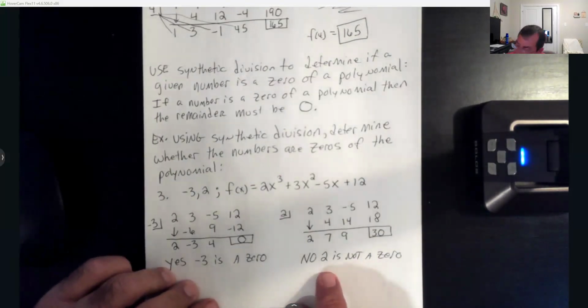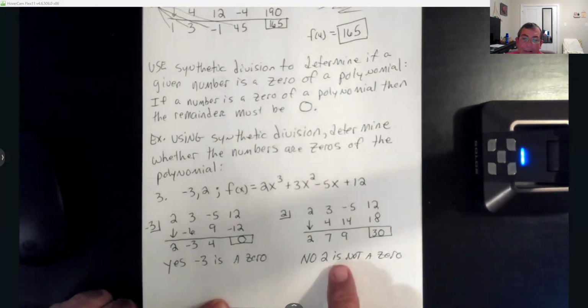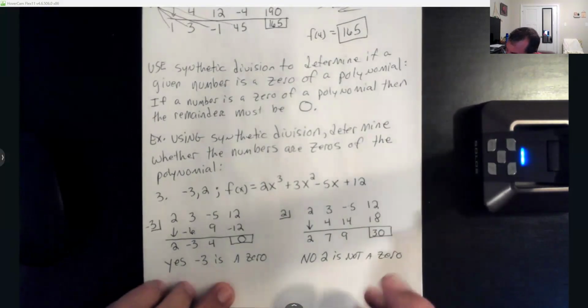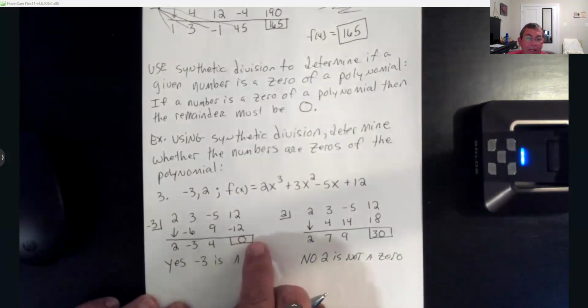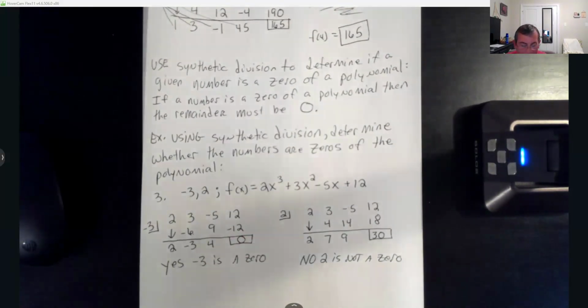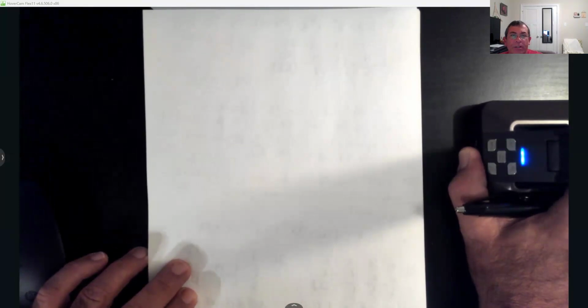Now I think on the answer, when you say no, it's not a 0, you got to put why. So no, 2 is not a 0 because f of 2 equaled 30. And over here, yes, -3 is the 0 because f of -3 equaled 0, okay? All right, y'all, so let's try the next one. And y'all, that's all these last 3 are doing, just checking to see if they're zeros or not, okay?